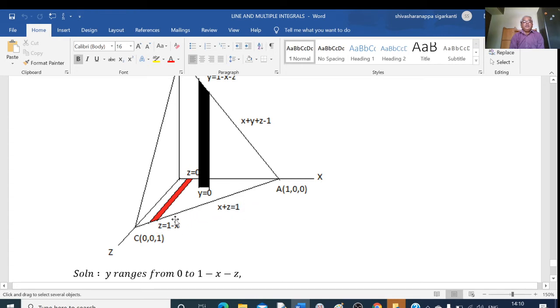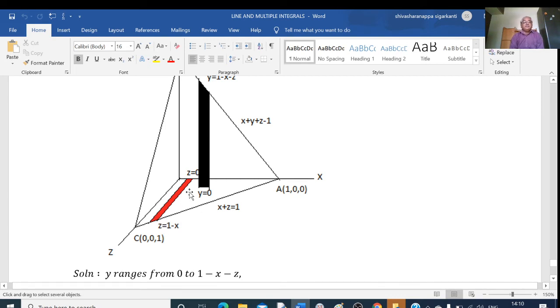If y equal to 0, then the equation of this line becomes x plus z equal to 1. I will take a strip along the z axis. Here on this x axis, z value equal to 0. At the top here, we have x plus z equal to 1, or we write z equal to 1 minus x. That means z ranges from 0 to 1 minus x.